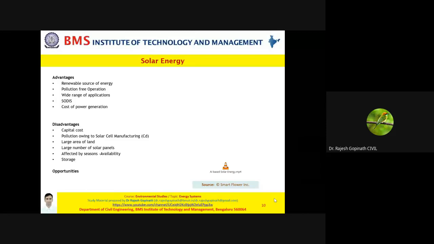Firstly, you're talking about an operation which does not involve any pollution. It's a renewable resource, and solar energy has a wide range of applications. Solar cars, solar bikes, solar calculators, solar heaters, you name it, you have it. Now the rate at which your power is generated is also economical. So these are certain advantages that solar energy provides you.